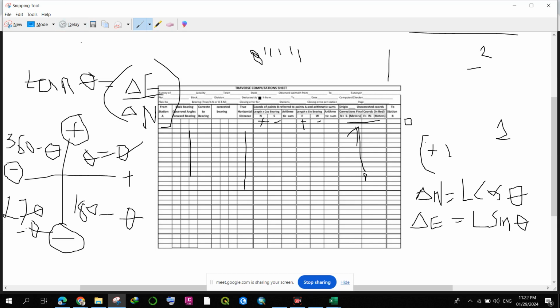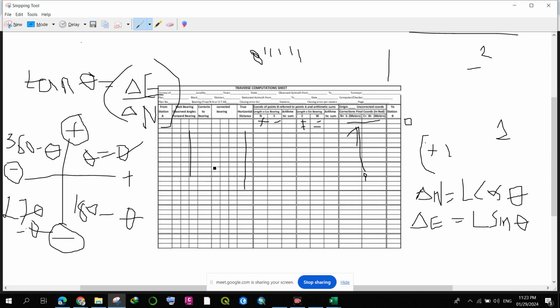The value you have, you write it. If it's positive, you write it under east. Remember, don't write anything on the first row, it's always empty. Now, if it's negative, you put it here. So that's all about that.